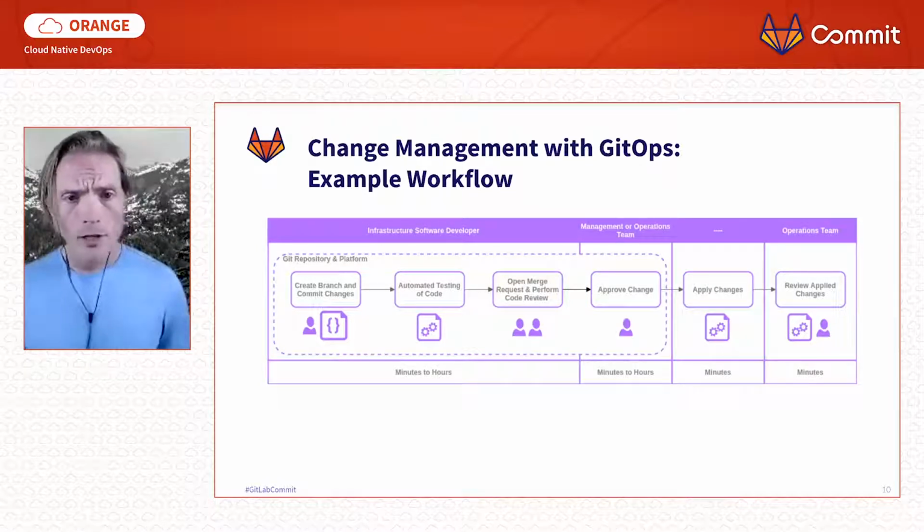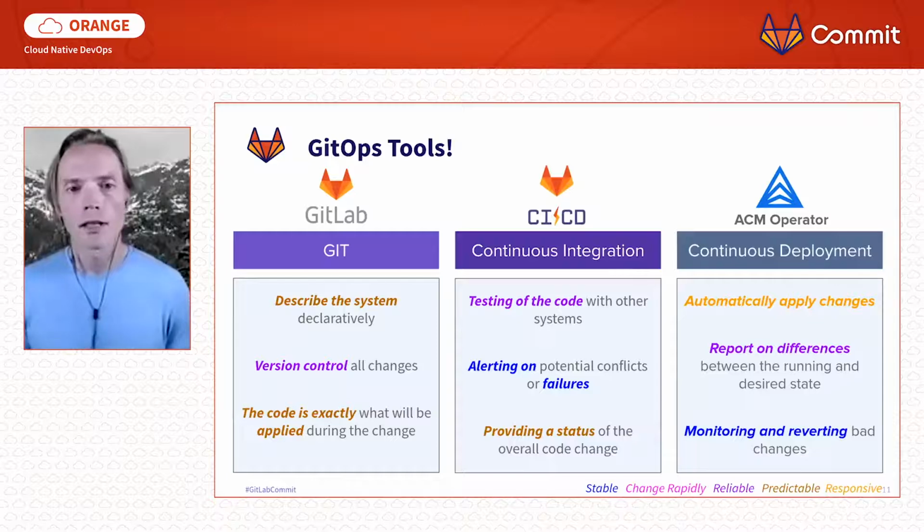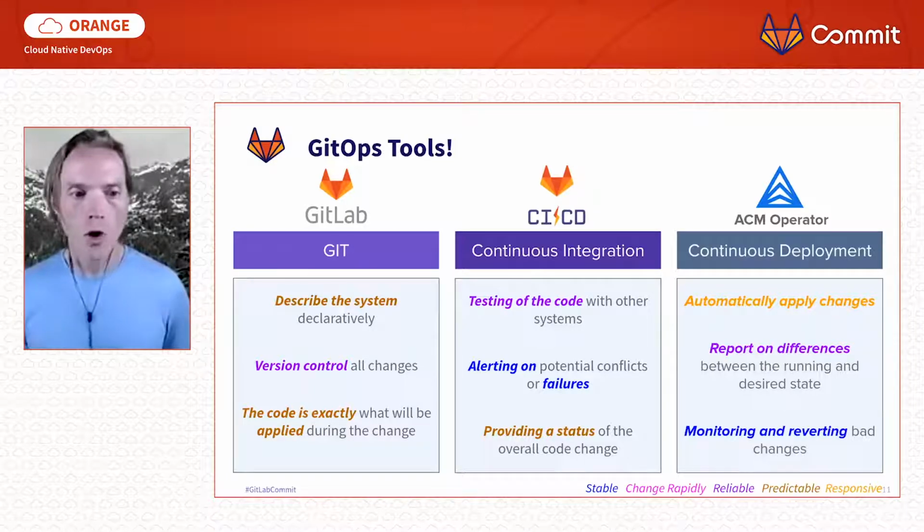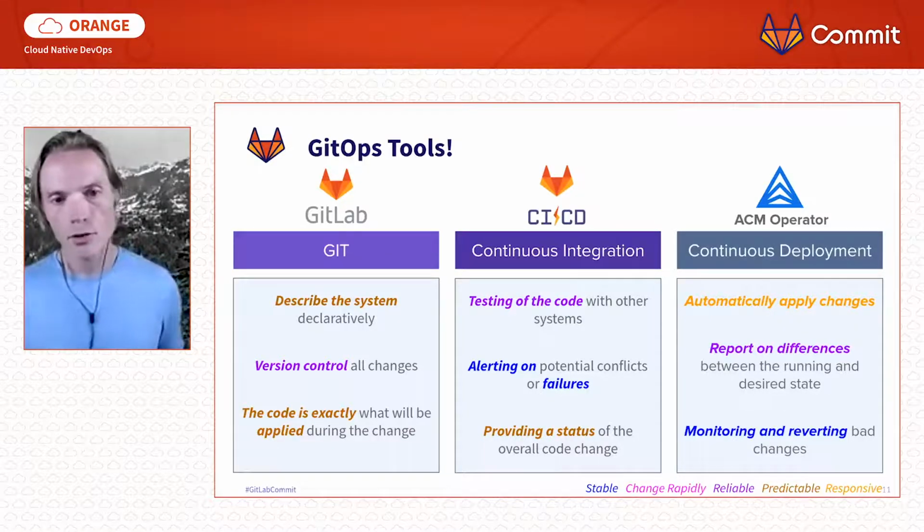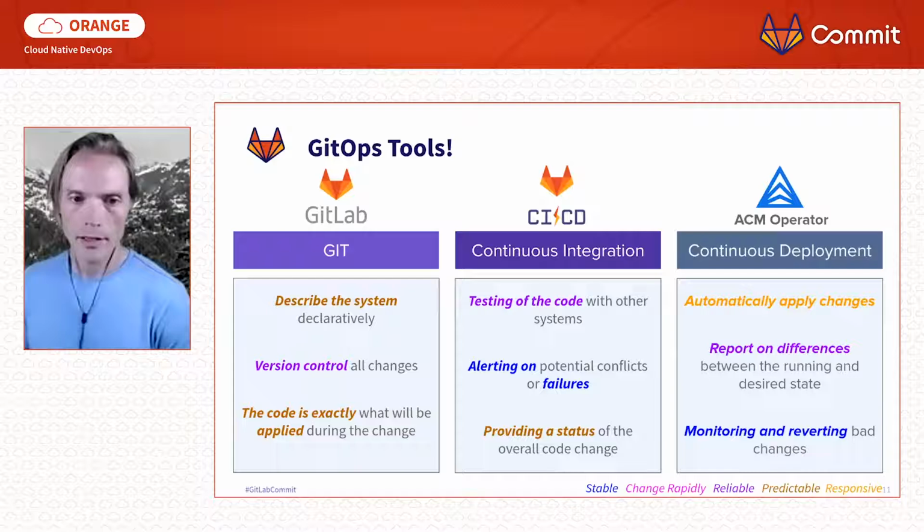So when we talk about the tools in this flow, we're going to go back to a few tenets here, and this is the point of this whole presentation. We've got GitLab doing all of the Git and repository management system. So it's holding all of the code, all of the documentation, and is responsible as the single source of truth for what is running on the systems.